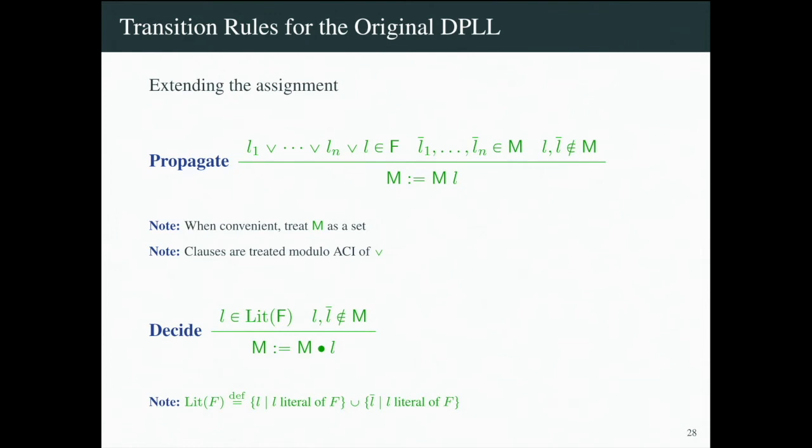We also have the decide rule. It says that if there's some literal in the formula that we have not yet decided is true or false, we can make a guess. We put a big dot here to show that this is a decision, not a propagation. This is something where we've made a guess, and we might have to undo that guess.